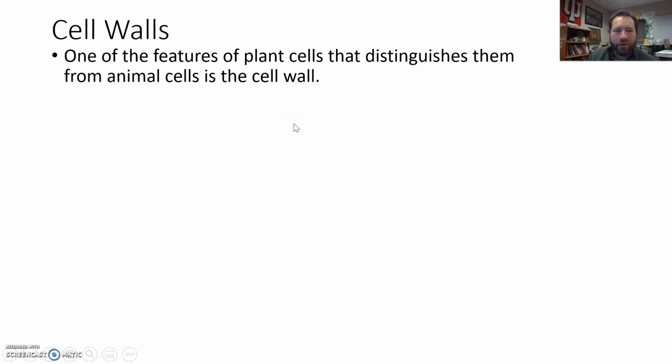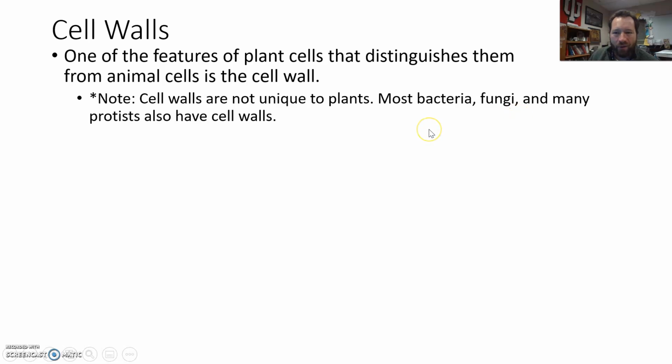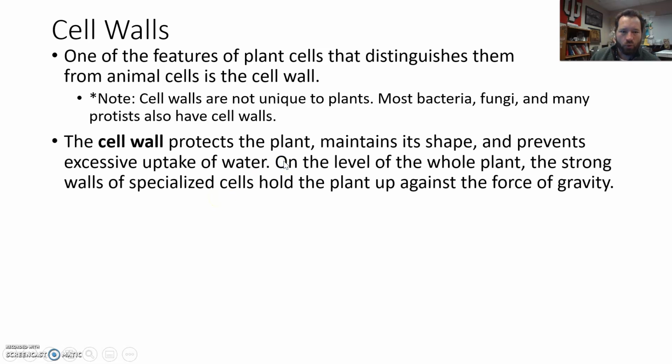So first feature, the thing that most distinguishes plant cells from animal cells is the cell wall. Now, cell walls are not unique to plant cells. Bacteria, fungi, protists, lots of other organisms have cell walls. In fact, it's almost like they're more unique to the fact that animal cells, our cells, don't have cell walls. That's almost more unique than to say that plant cells do have cell walls.